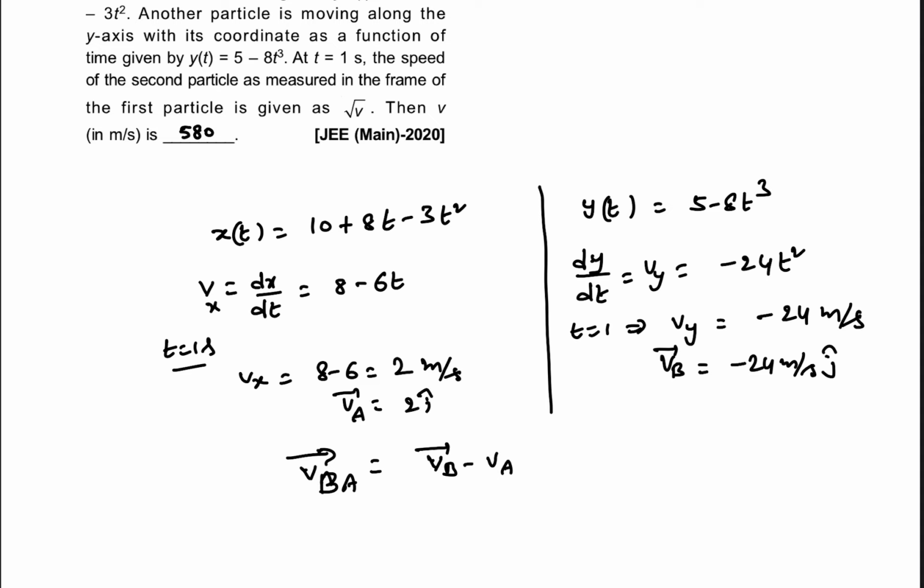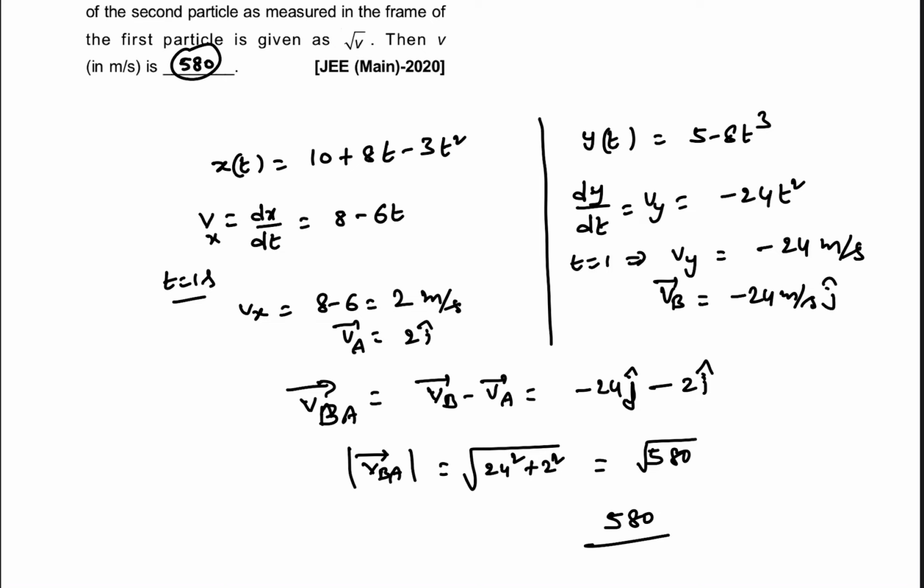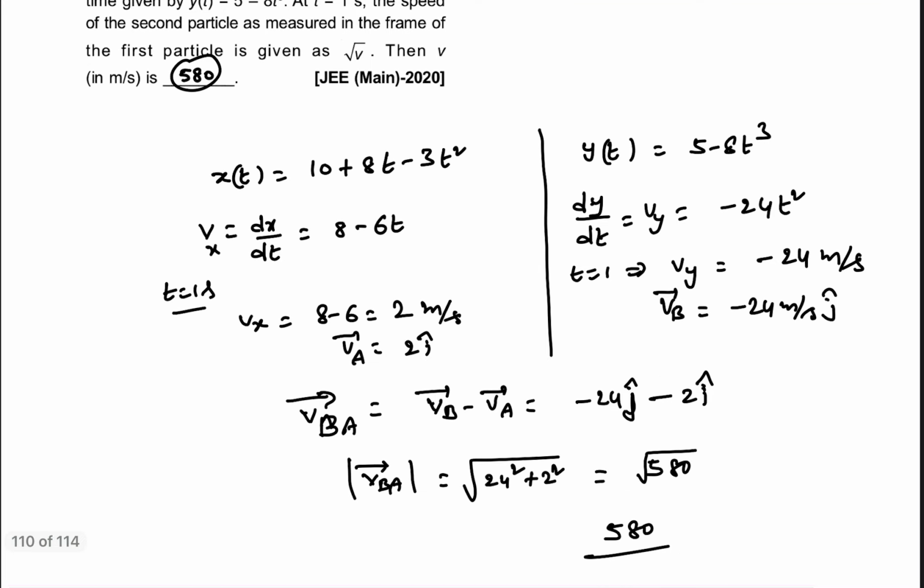Velocity of A bar can be written as 2 i cap. VB bar minus VA bar is minus 24 j cap minus 2 i cap. If you use the magnitude value, B with respect to A can be written as under root of 24 square plus 2 square. We can get root 580. According to the question, the value we get is 580.